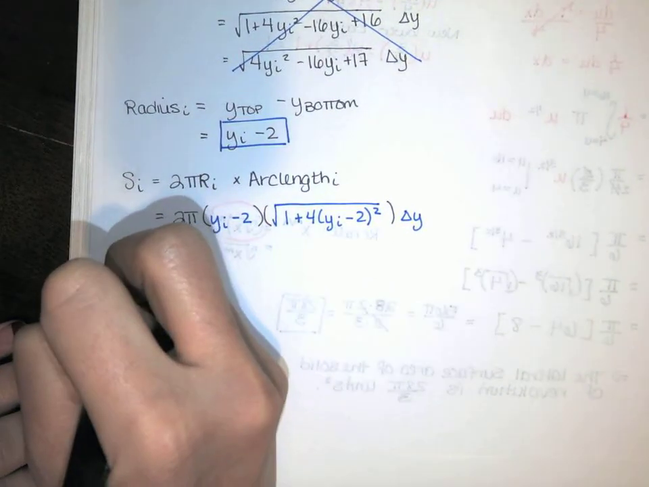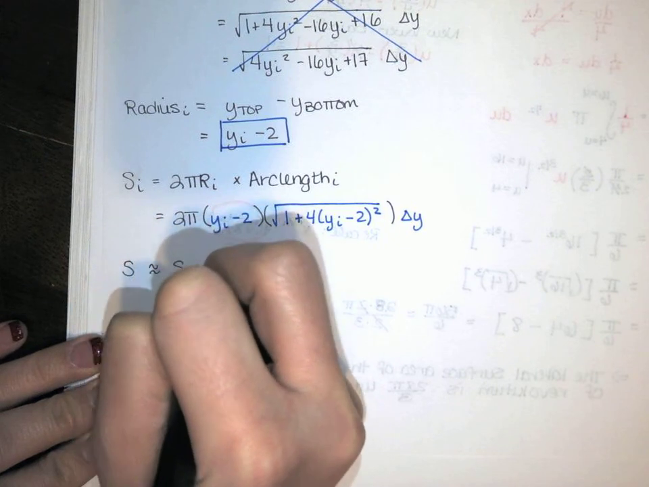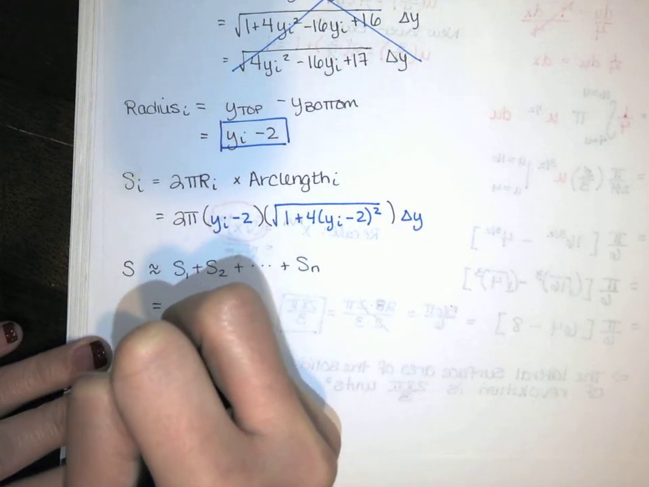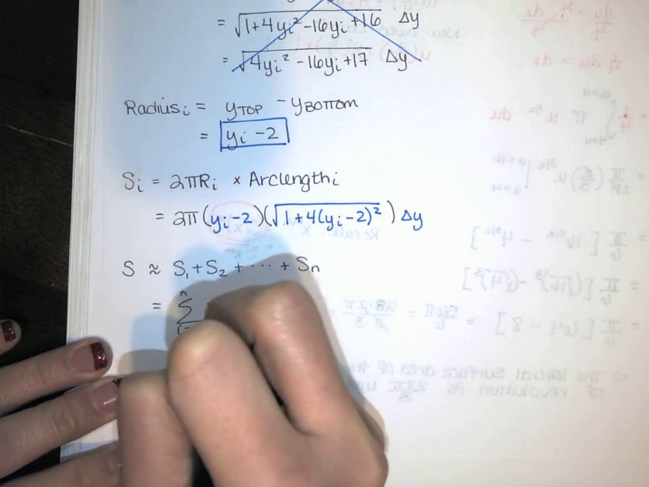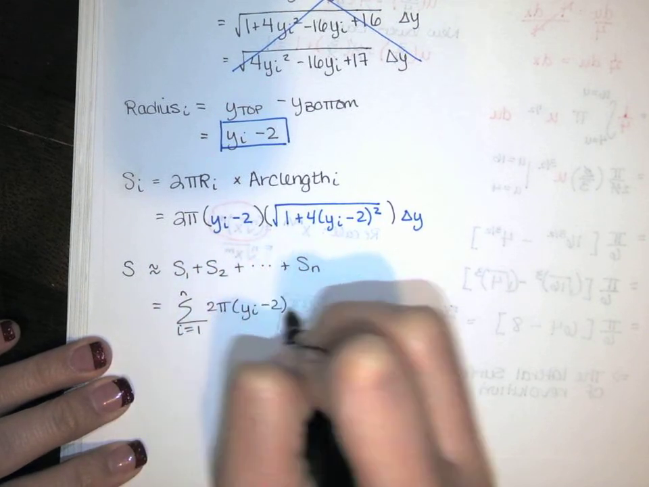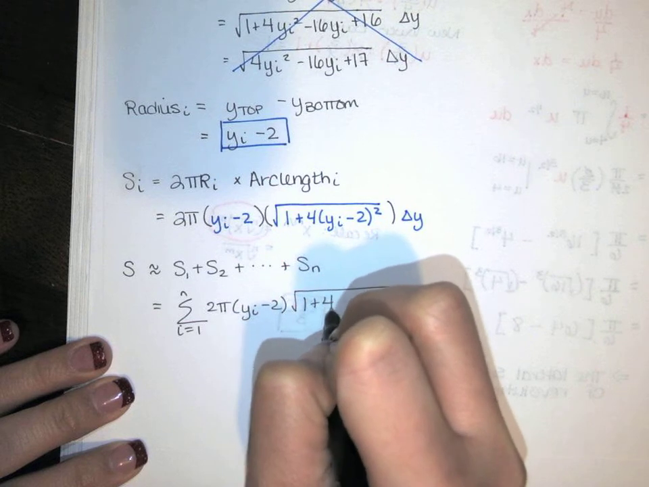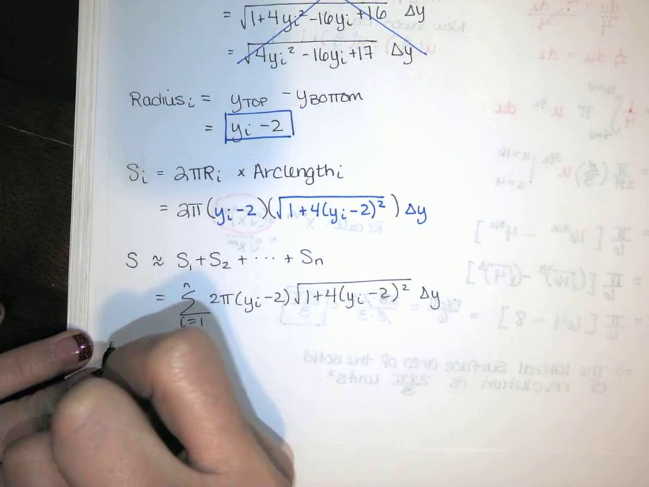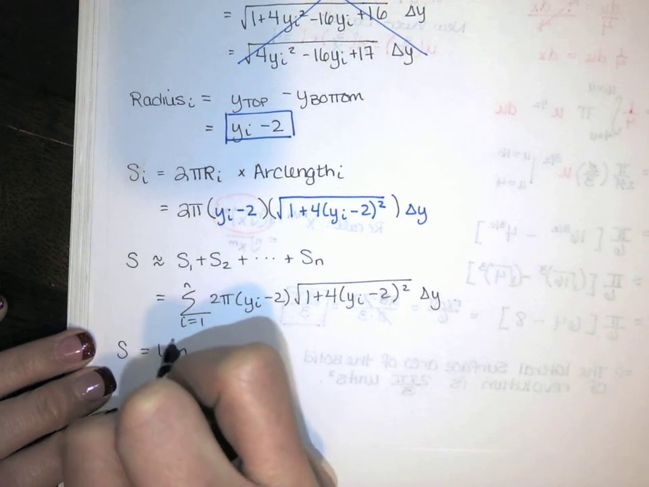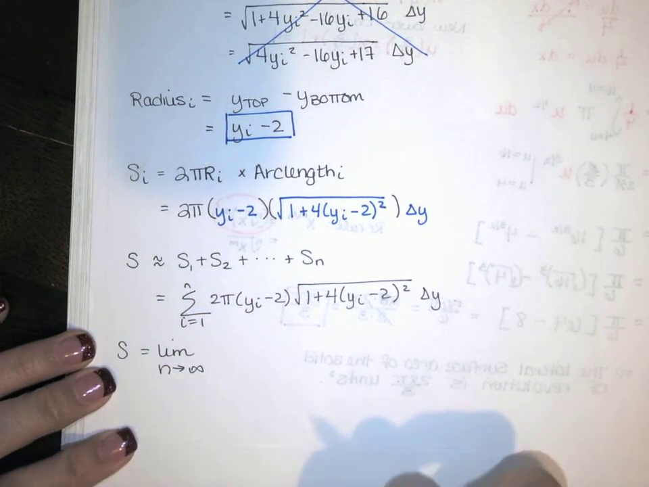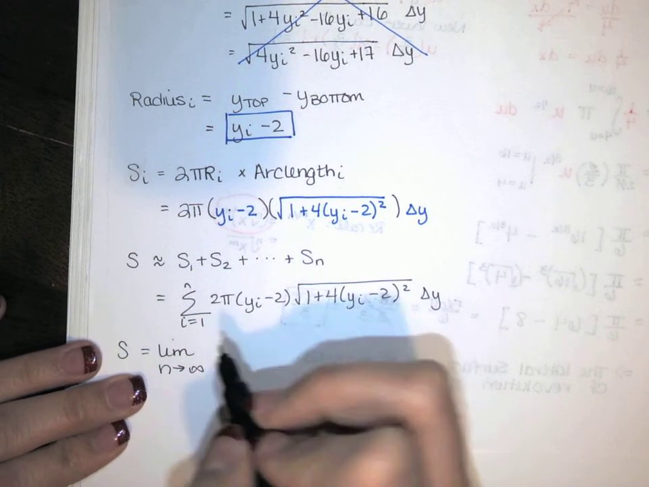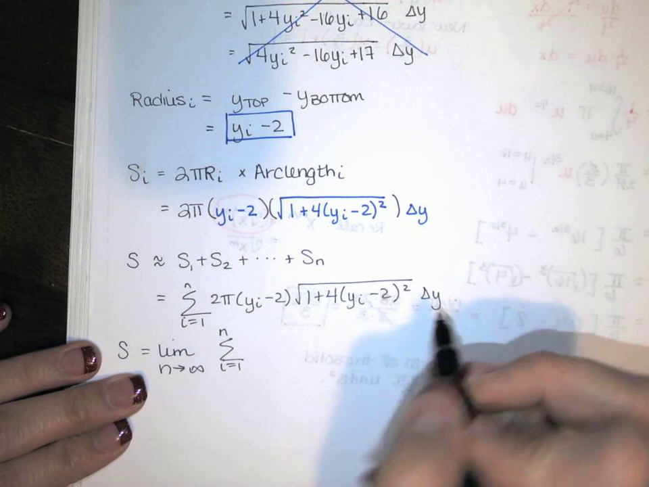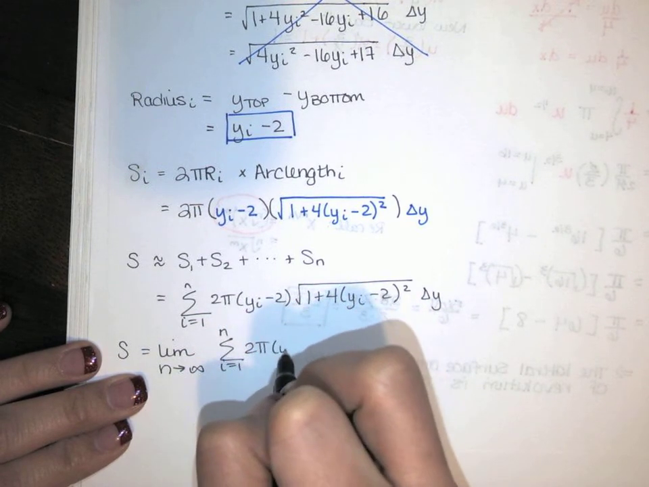So our total surface area is approximately the sum of all of those surface area pieces, the surface area of each piece. And that is the sum, as i goes from 1 to n, of 2 pi times y sub i minus 2 times the square root of 1 plus 4 times (y sub i minus 2) quantity squared times delta y. So the surface area is the limit as the number of strips of paper around our solid of revolution go to infinity of this Riemann sum. Or you can think of it as delta y going to 0. Same thing.